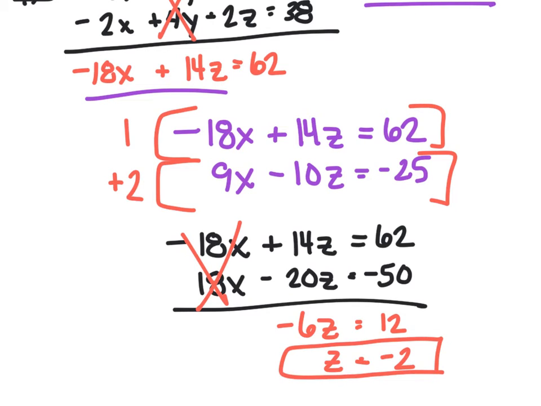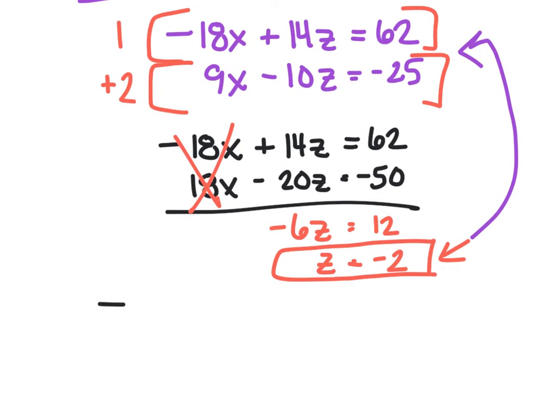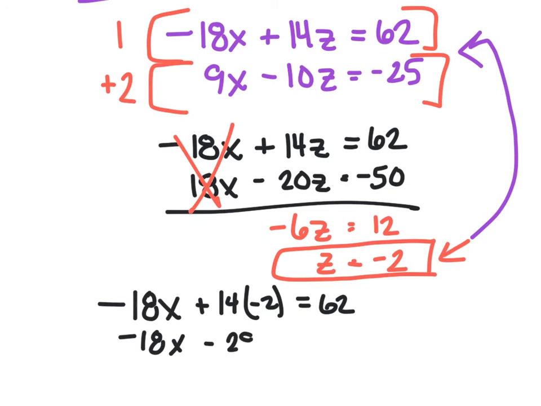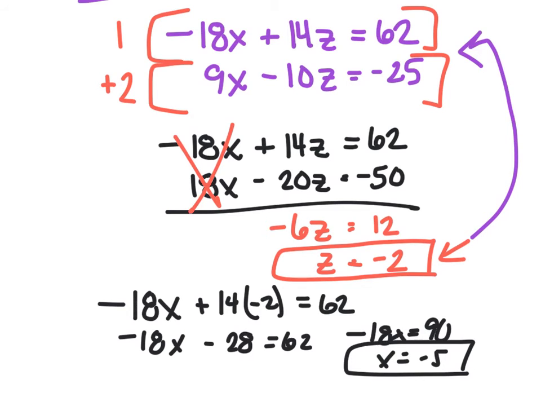Whew. All right, once I have one variable, I have to go back and get the missing variables. So I'm going to go back from my final answer into my 2 by 2 to get the x. Now again, it doesn't matter which one you plug into at all, just pick one and go for it. I'm just going to pick the top one. So I have -18x plus 14 times -2 equals 62. So that's -18x minus 28 equals 62. -18x equals 90. Therefore, x equals -5.